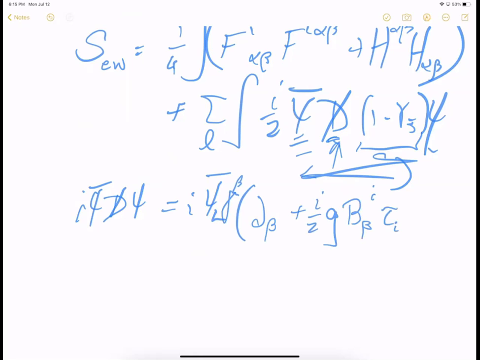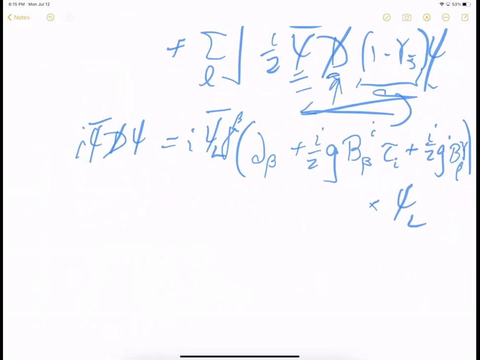And then we've got the hypercharge, i over 2, with its coupling constant g prime and its gauge field B beta times the hypercharge Y, all times psi L. So that's now the covariant derivative, where these are left-handed fields that enter into the interaction.